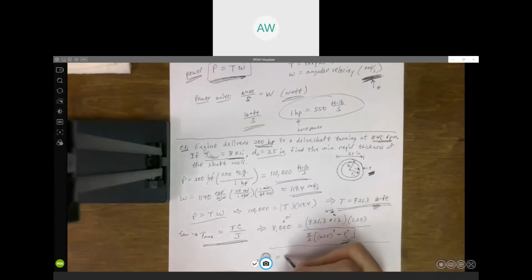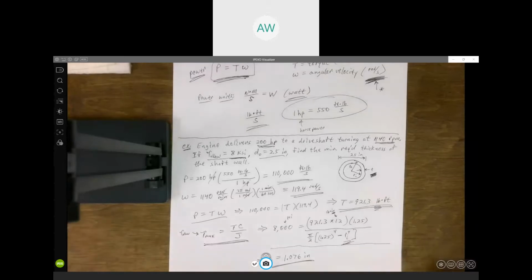I got just over 1 inch. I got 1.076 inches. But now we can get the thickness, because I know the outer radius is 1.25, so the thickness, I just take the outer radius minus the inner radius. 1.25 minus 1.076, 0.174 inches.